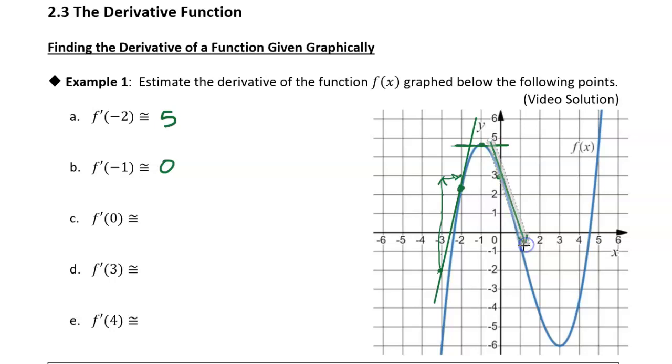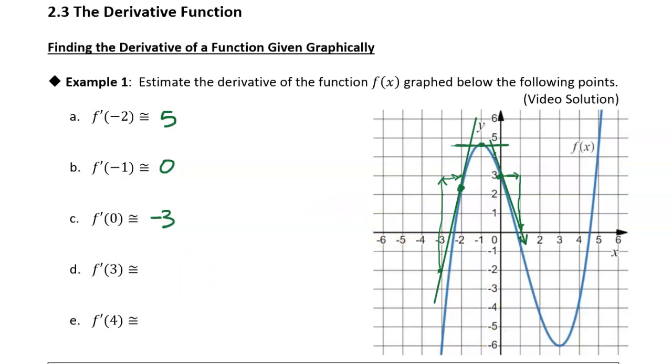Now we're going to estimate what the slope of that line is. It's obviously negative because it's going downhill. It looks like I'm going over 1 and down, I don't know, roughly 3. So I'm just going to ballpark it and say -3. It's negative because it's decreasing at that point.